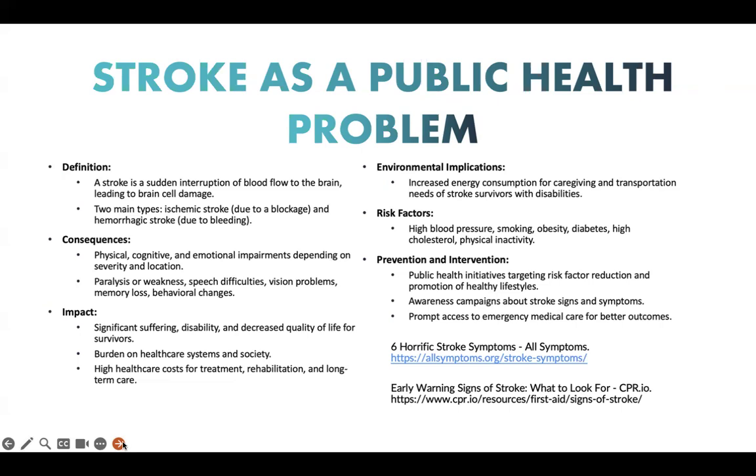The interruption of blood flow deprives brain cells of oxygen and vital nutrients, leading to their rapid deterioration and death. Depending on the location and severity of the stroke, this can result in various physical, cognitive, and emotional impairments. Common consequences of stroke include paralysis or weakness on one side or both, difficulty speaking or understanding speech, vision problems, memory loss, and changes in behavior or mood.